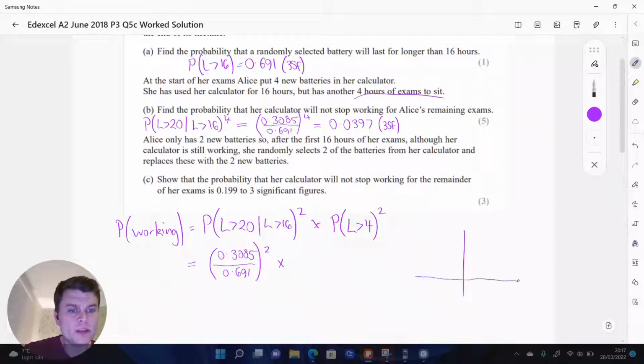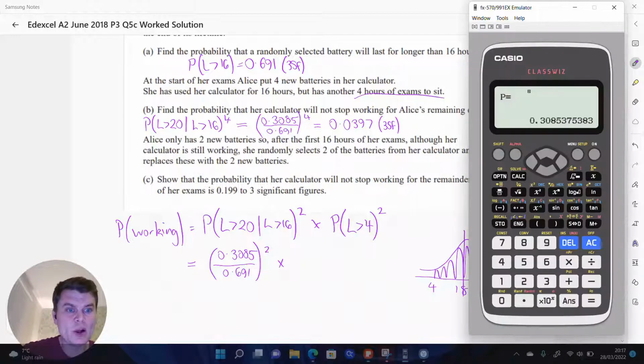So it is a normal distribution. The mean is in the middle, 4 is down here, and that is the shading. So we know that our probability should give us a result of greater than 0.5.